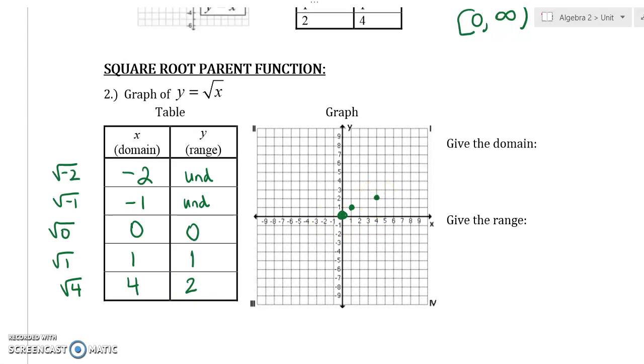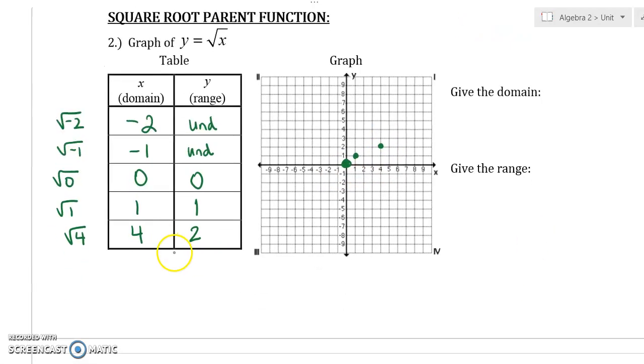Now another number that you might have given me or thought about, and I'll just add it on here, could have been 9. What's the square root of 9? And that's 3. So we could have even another point right there, 9, 3. And this is what a square root function looks like. It is a parabola. It's half the parabola on its side.